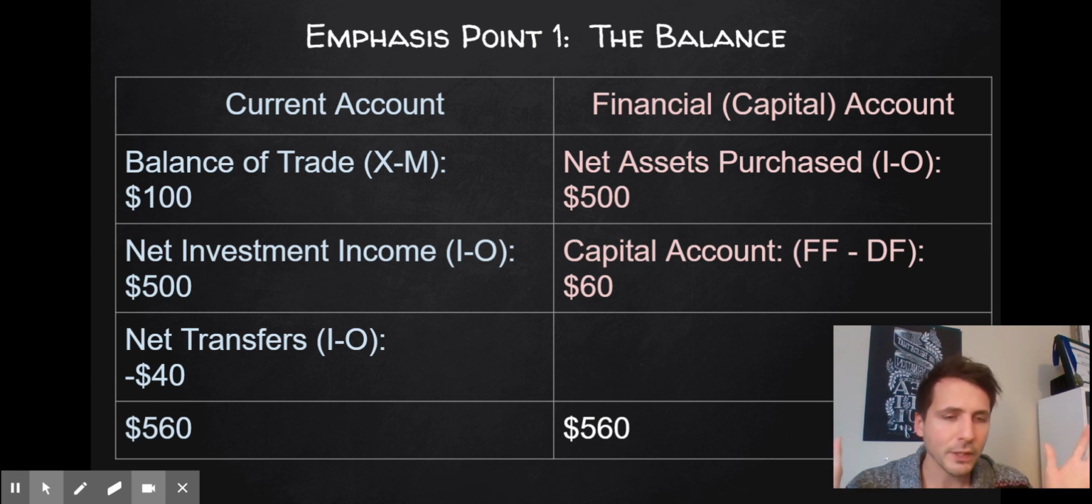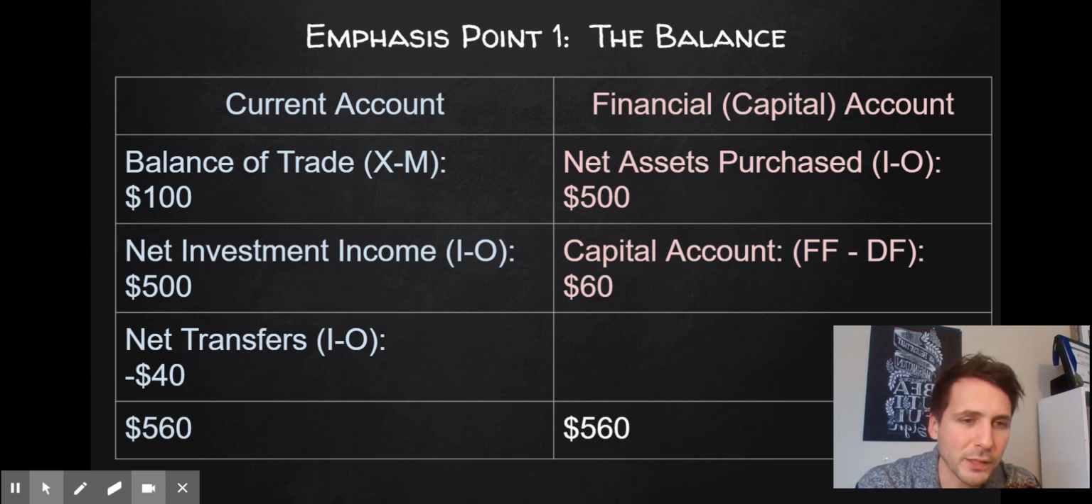Net transfer is pretty self-explanatory, right? The United States does a lot of foreign aid. So when we give aid to another nation just to help them out because they were hit by a tsunami or something like that, that is outflow, that is negative, that is going to be a debit in our net transfer account. And then whenever people give us aid, like in Hurricane Katrina, we got a lot of international aid. That'll be inflow, that'll be positive, that'll be a credit, right?